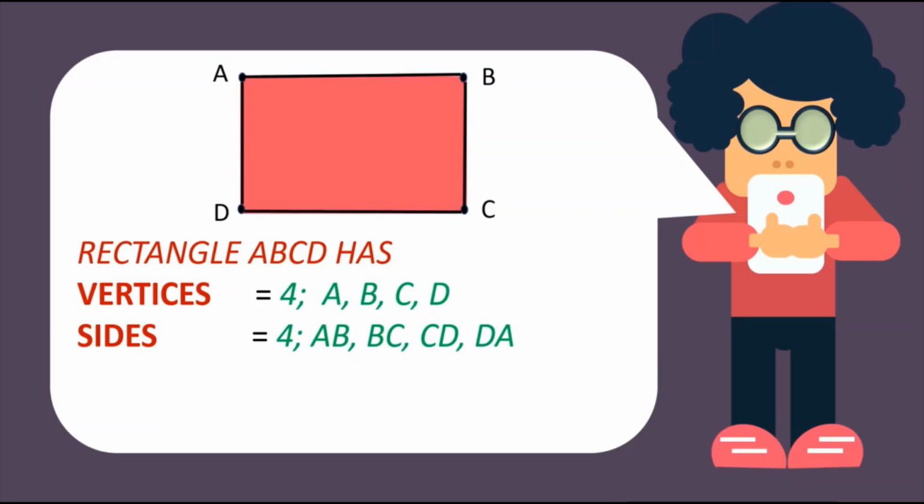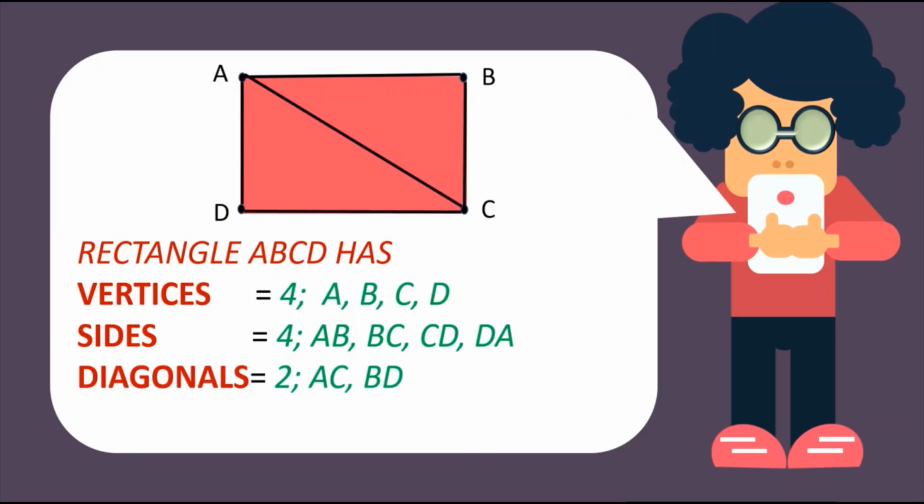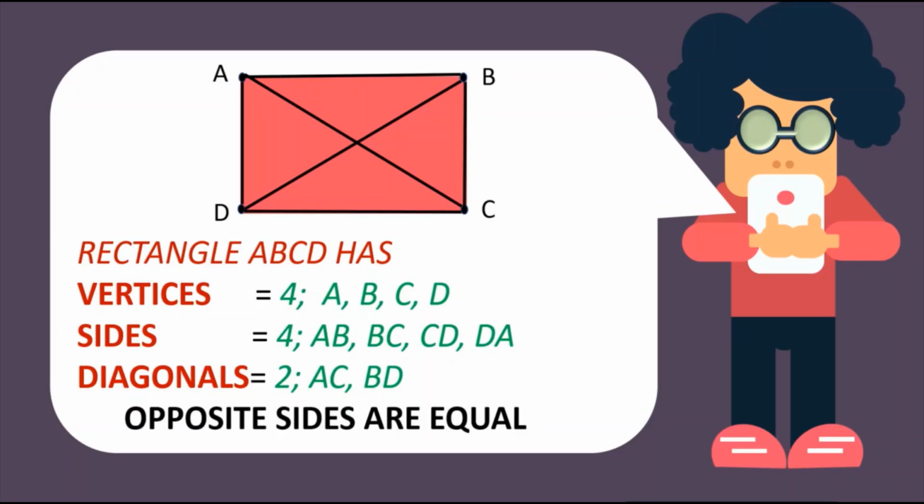Now diagonals. What are diagonals? The line segment which joins the opposite vertices. That is, A and C are the opposite vertices. B and D are the opposite vertices. So here we have 2 diagonals, that is AC and BD. One important thing you should know about a rectangle is the opposite sides are equal. That is, AB is equal to DC and AD is equal to BC.